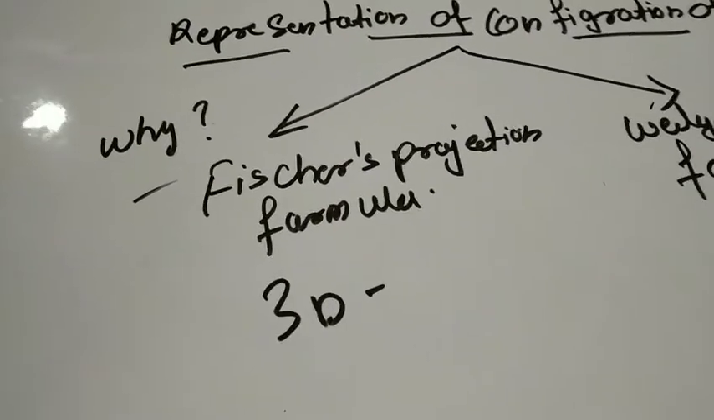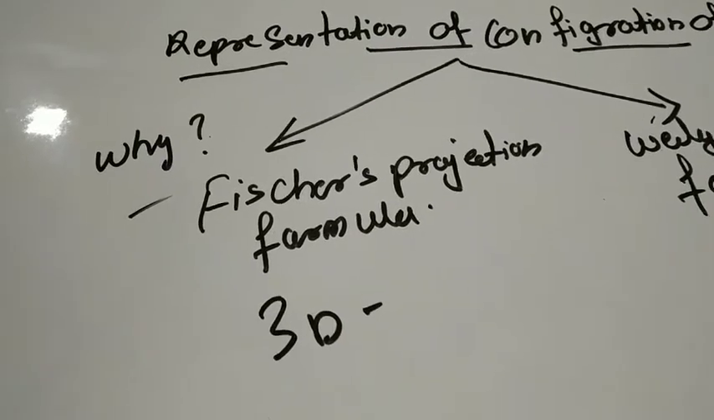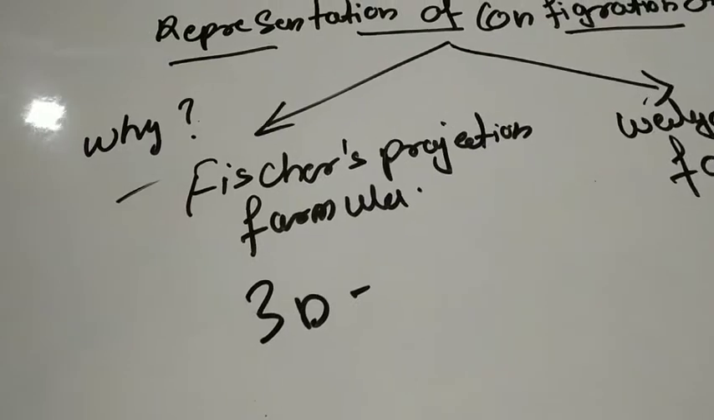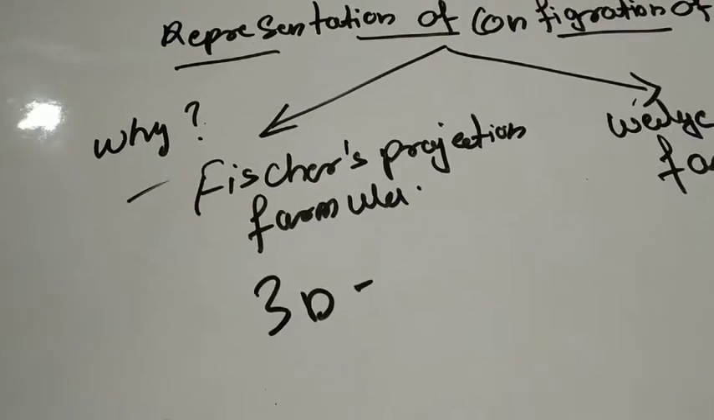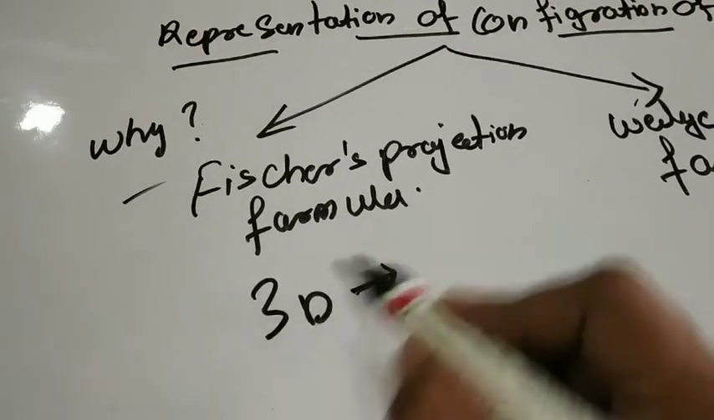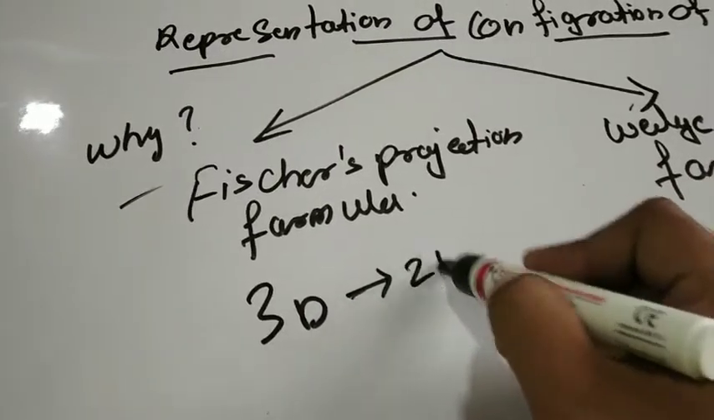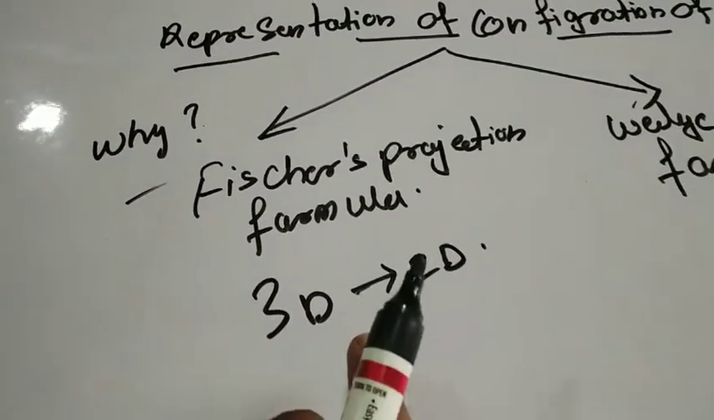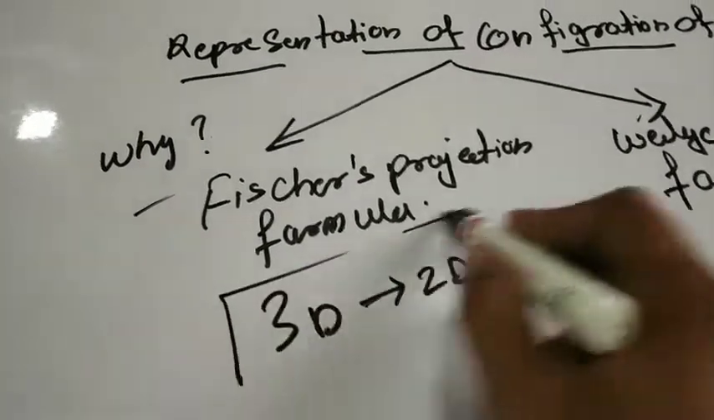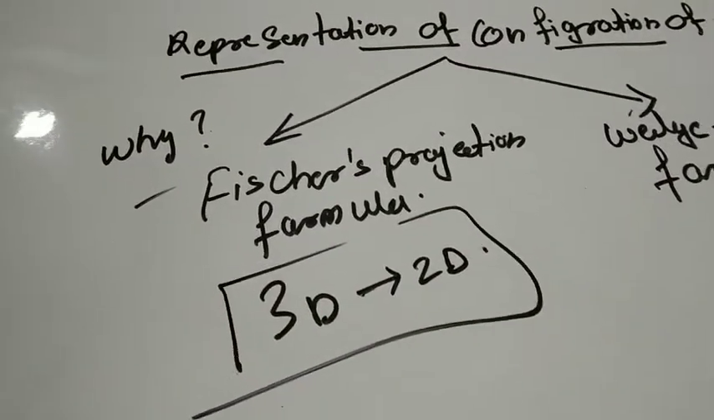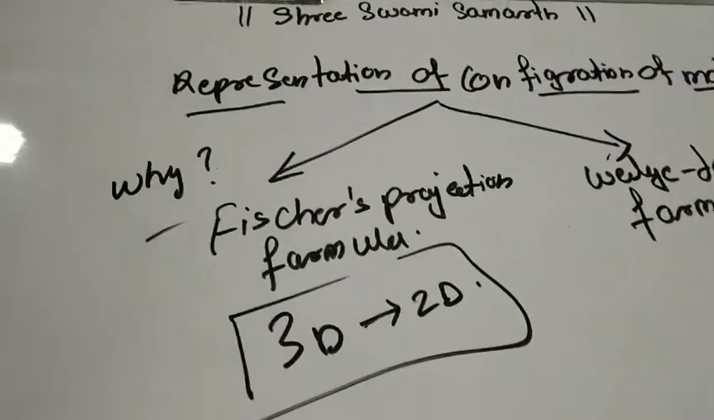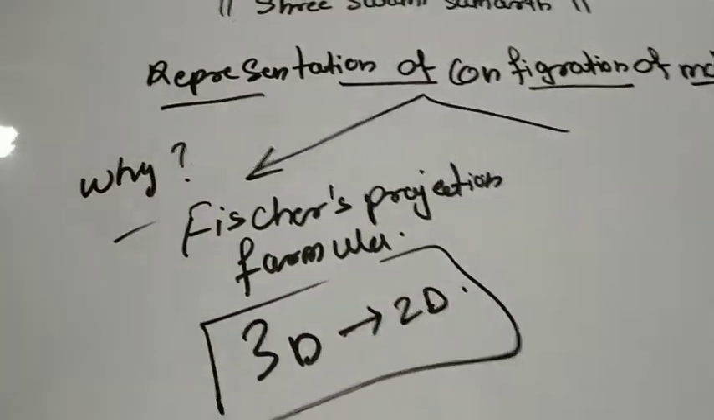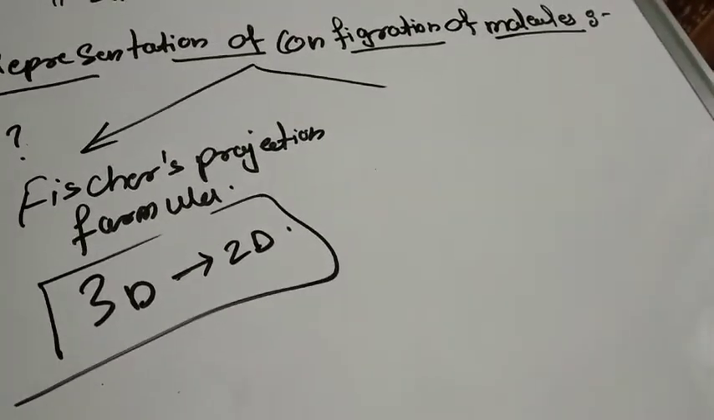That is why, to show 3D molecules properly on the paper, we use Fischer's projection formula, right? So in the Fischer's projection formula, we can show the three-dimensional structure on the paper in a two-dimensional way. That is why we use the Fischer's projection formula. So you all have to remember why we use the Fischer's projection formula. Okay, now let's quickly see how we represent this particular Fischer's projection formula.